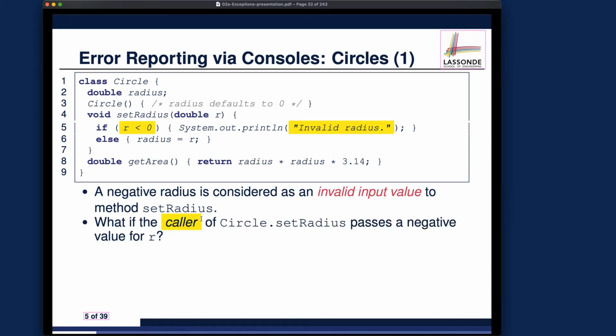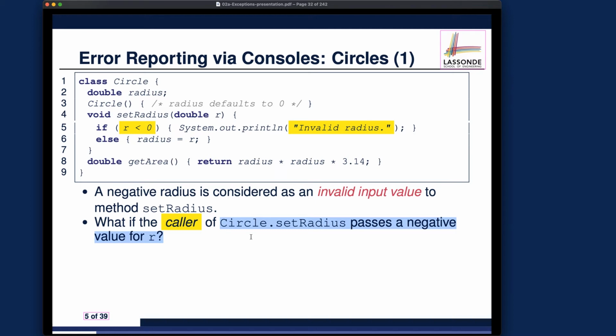And this is a question. What if the caller of circle.setRadius, so you can see I'm now trying to use what we learned before. Who will be the caller of circle.setRadius? circle.setRadius is talking about this method here. When we say a caller, we are talking about maybe another class which creates an object of type circle and tries to invoke a method upon that object by calling setRadius. So what if the caller passes a negative value for r? Can you imagine what's going to happen? Let me tell you what the answer is, and then I'll illustrate that to you.